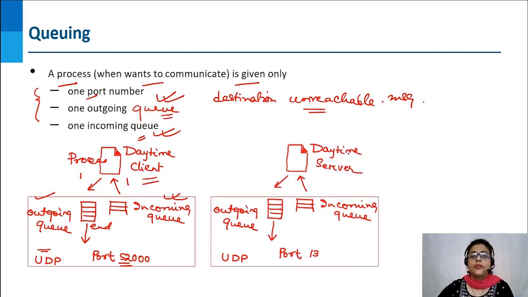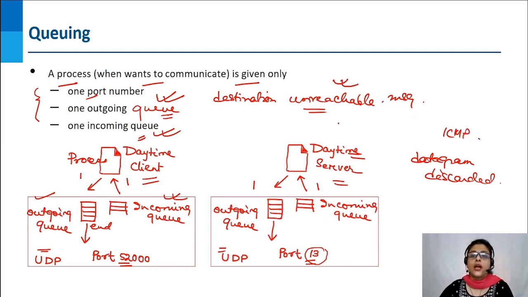What happens at the server end? We have a daytime server. Here also there will be one outgoing queue and one incoming queue. So this queue will be defined or allotted to the server upon request from the UDP. A particular port number will be allotted, and in this case it is port number 13. So all the outgoing data will be going through this single outgoing queue and incoming data will be coming through this incoming queue. Similar to the client process, if for any incoming data it finds that there is no queue, then the data will be discarded. And then it will ask the ICMP to send destination unreachable message. Similarly, if the queue gets overflowed, then also the destination unreachable message will be given by the ICMP protocol and the particular datagram will be discarded.